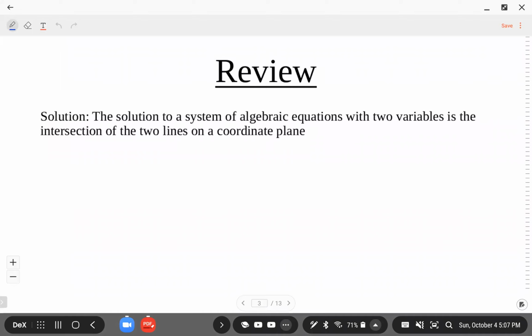As I was saying, the solution to a system is the intersection of the two lines on a coordinate plane. Let's see our systems. Let's take a random system of equations: 2x plus y equals 30, and 3x minus y equals 20. Many of you know that these two equations are in standard form, and you can graph standard form, right? Maybe this isn't exact.